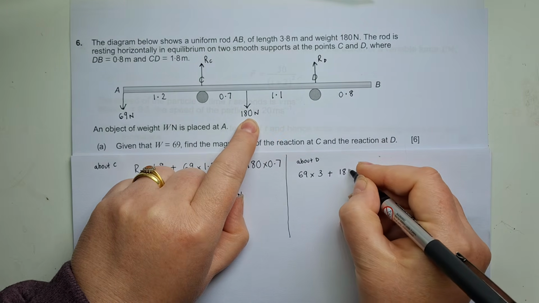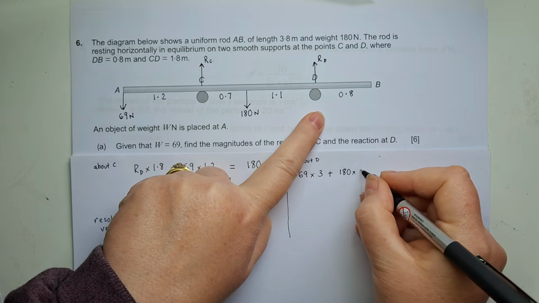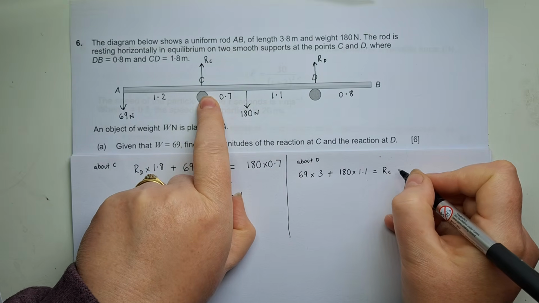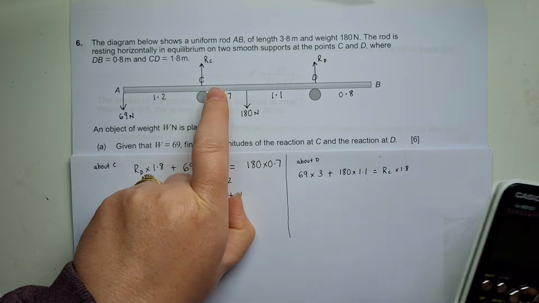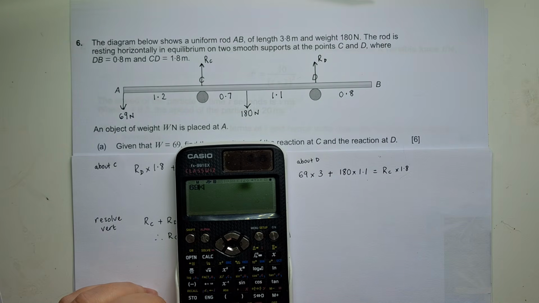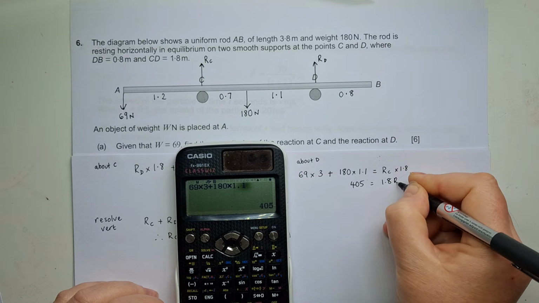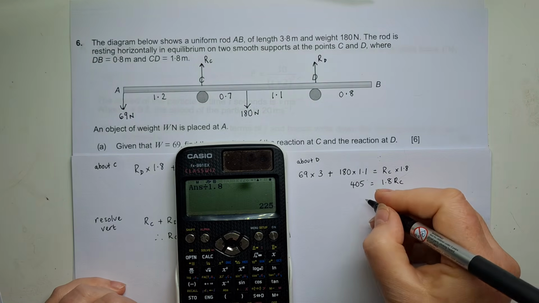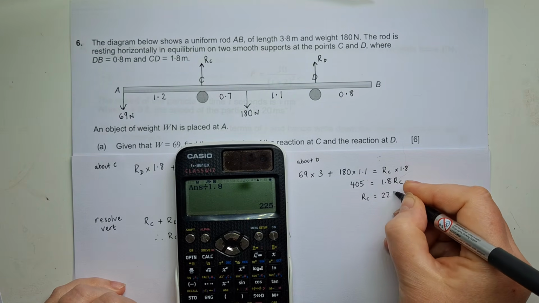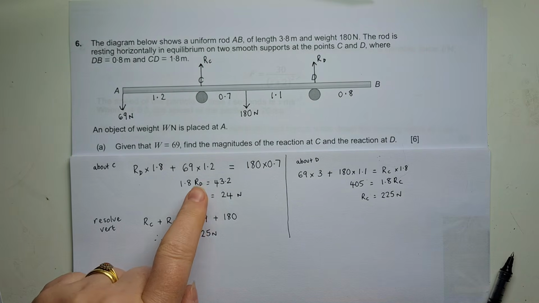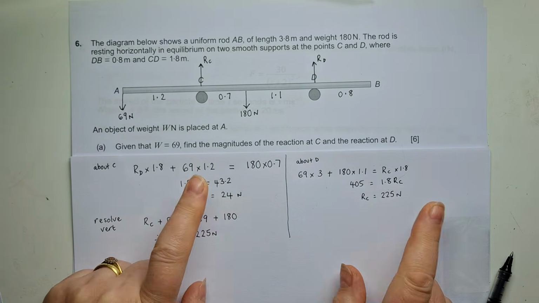plus the 180 multiplied by the distance from the pivot, which is 1.1, will equal RC times its distance from the pivot, which is 1.8. Okay, and just to show you, 69 times 3 plus 180 times 1.1 gives us 405. Divide that by 1.8 and we get 225, which is what we had to start with. And then you can resolve vertically and get RD is 24. You can, if you want to do moments twice, do this and get the 2 answers. It's totally up to you.